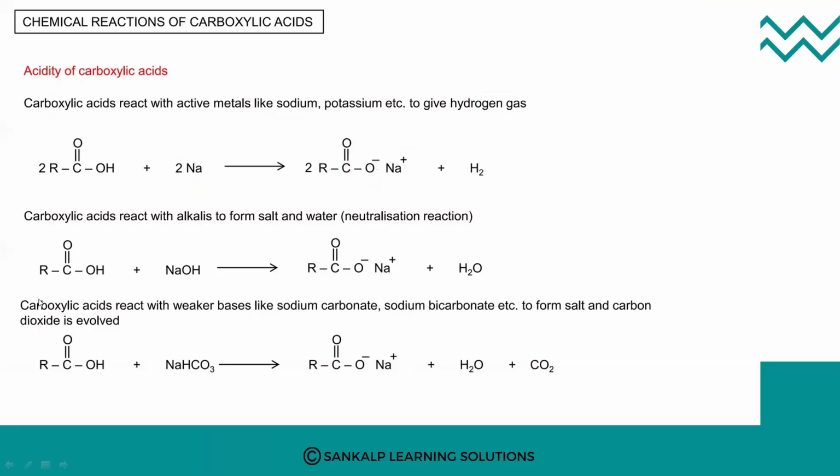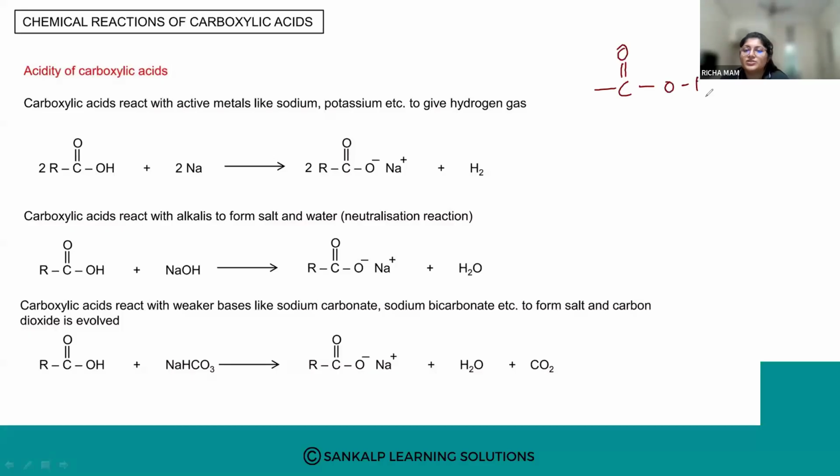Here, first we are going to see the reactions involving the cleavage of the O-H bond, that is, in the C double bond OH group. First is the acidity: how they react with metals and metal-like compounds. Carboxylic acid, when it reacts with active metals like sodium and potassium, liberates hydrogen gas. So it is going to form the potassium salt here.